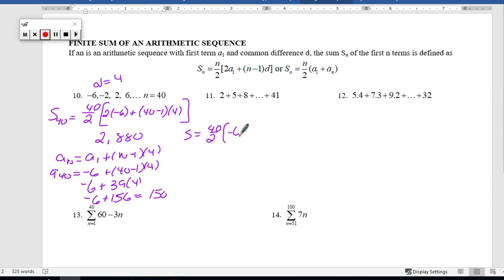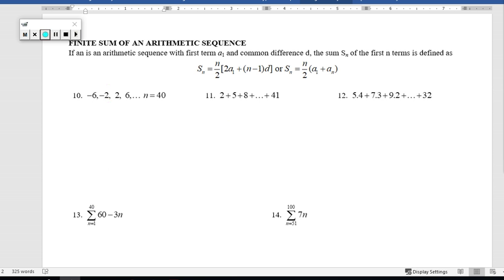Then we could go ahead and use this formula, which would be 40 over 2 times the first term plus the last term, and that would get us 20 times 144, which also gets us to 2880. Either way works fine. It's just going to depend on which way you prefer.